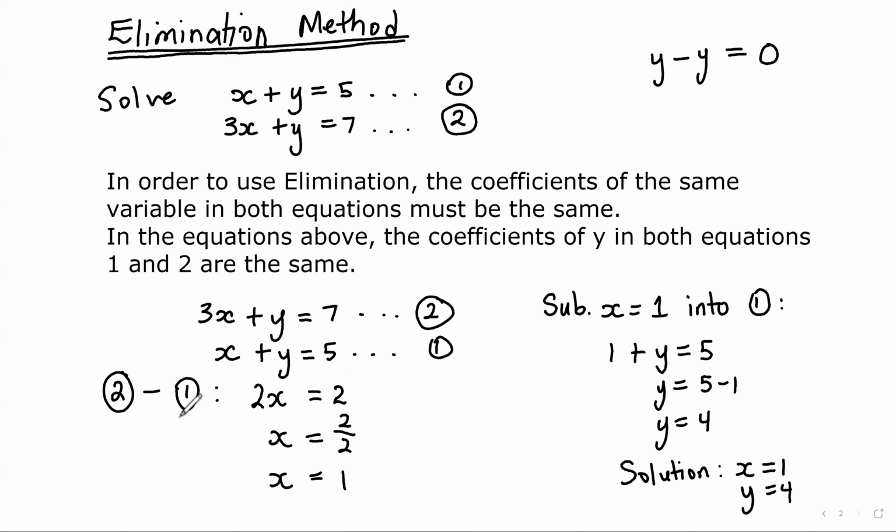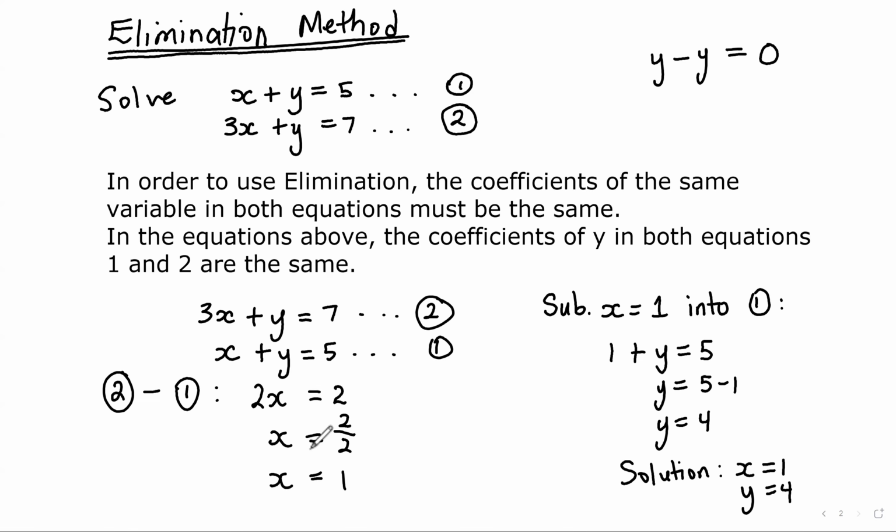Notice that I have my annotations, right? I have my equations labeled and I have the steps that I'm following. So I said 2 take away 1 before I carried out the subtraction. Once you get the value of one of the variables, you can then substitute that back into any one of the equations to find out what the other variable is.